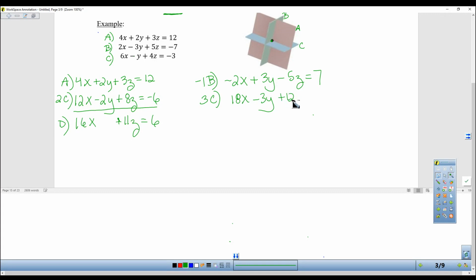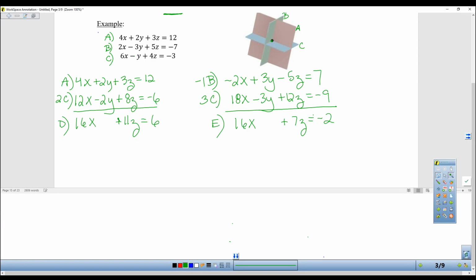Times 3 is 12. Times 3 is -9. Great. So I put them together. I get 16x. The y's canceled, just like they did over here. That was good. Plus 7z is equal to -2. I'm going to call this equation E.